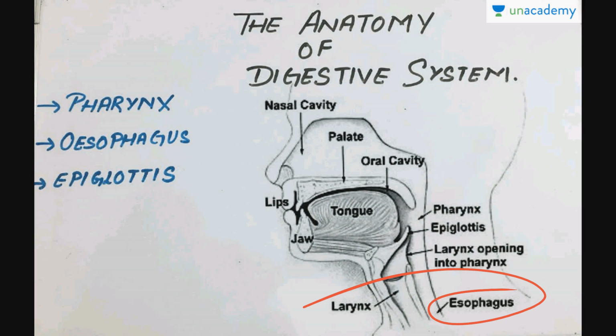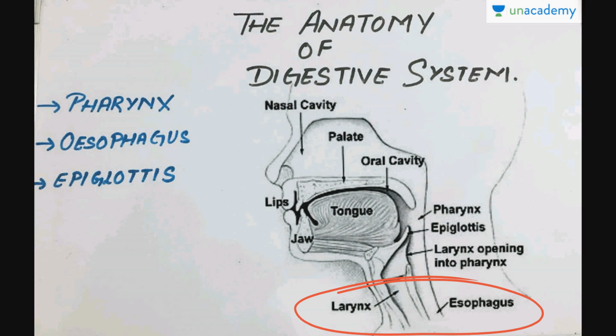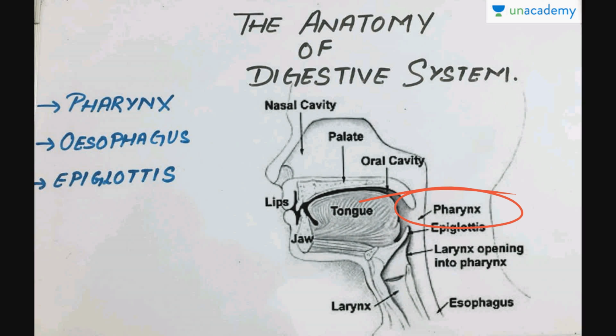Esophagus, also known as the food pipe. It is also sometimes called the gastrointestinal tract. The esophagus and the trachea open into the pharynx. You cannot see the trachea here. The larynx is part of the upper respiratory tract. As we move down to the lower respiratory tract, the larynx continues into the trachea. The epiglottis is a cartilaginous structure overhanging the entrance to the larynx.